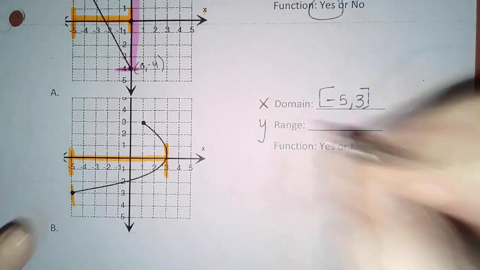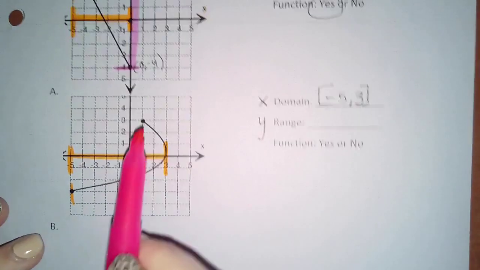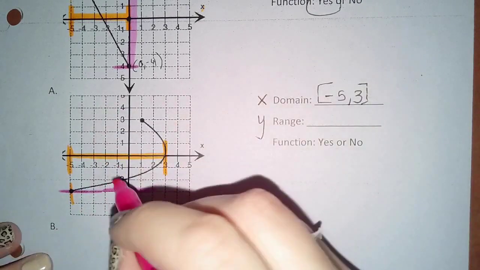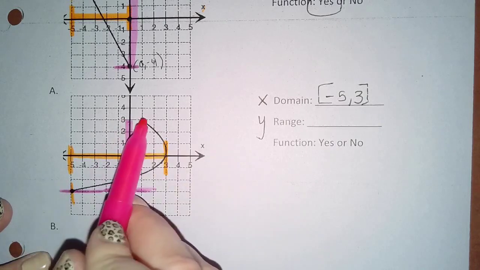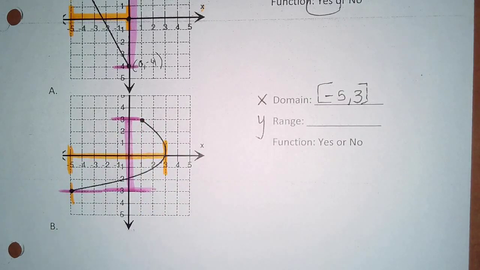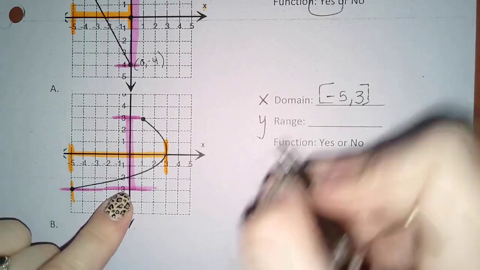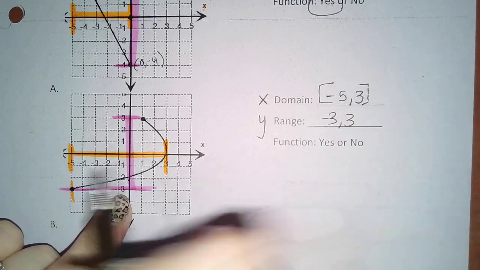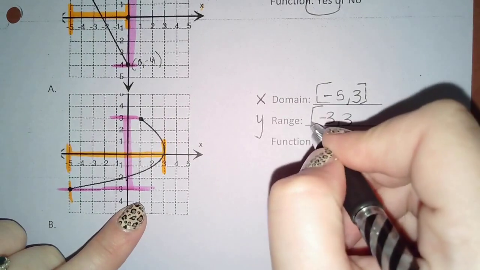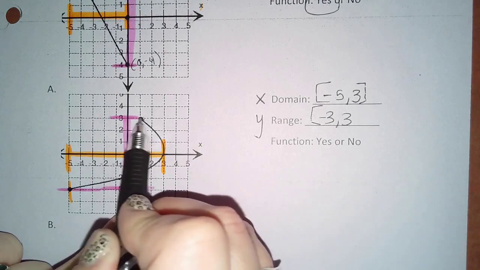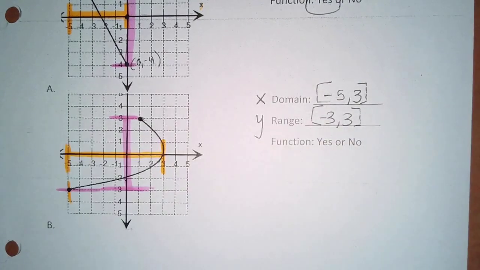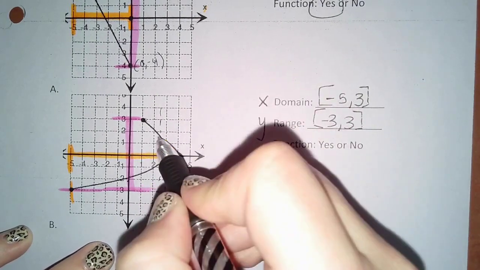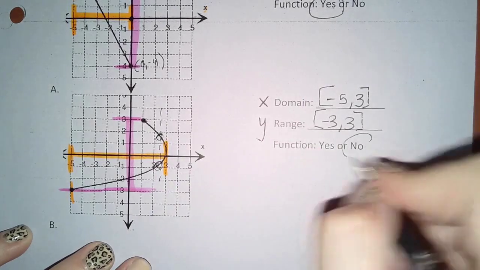Okay, for my range, my y's, my lowest point on the figure is right here. So I'm going to track that up until I hit the top. So that's the highest point on my shape. So our range is all the way from -3 up to the highest point, +3. The -3 is a closed dot, so brace. The +3 is a closed dot, so another brace. Is this a function? Well, if I did my vertical line test over here, it passes through the figure twice, so this would not be a function.